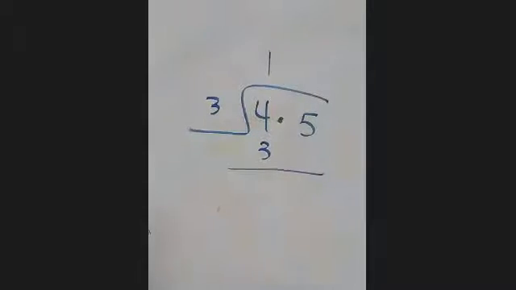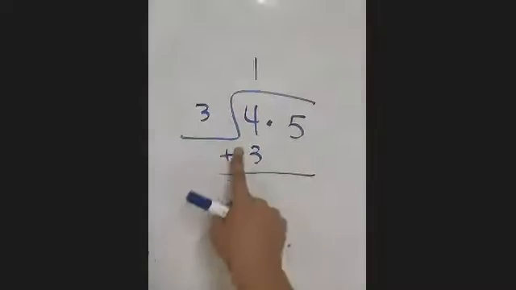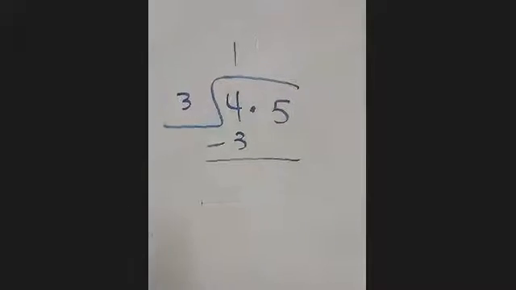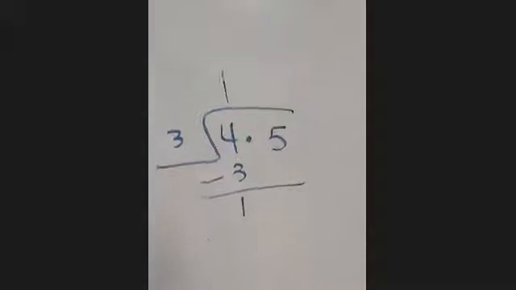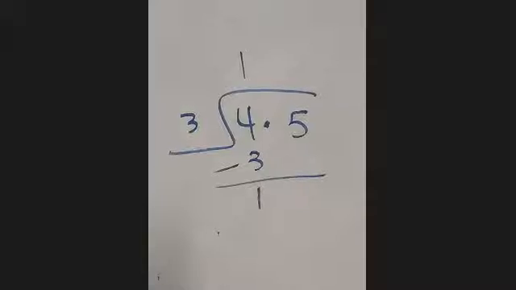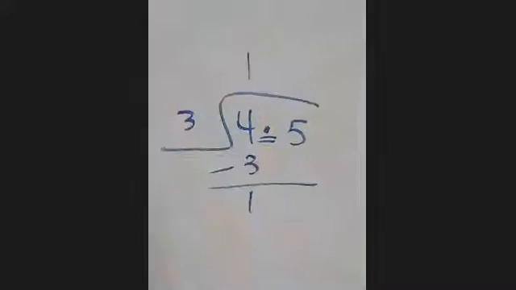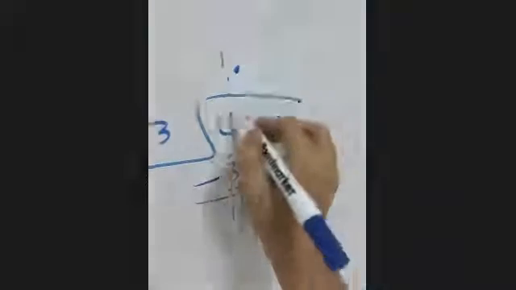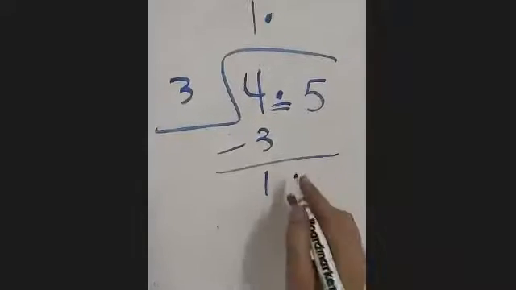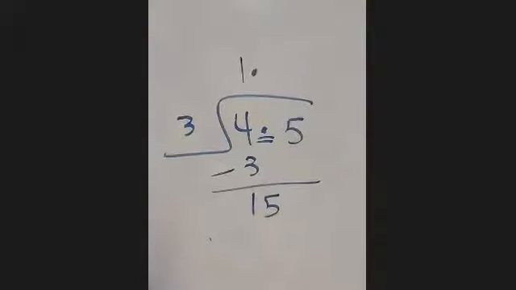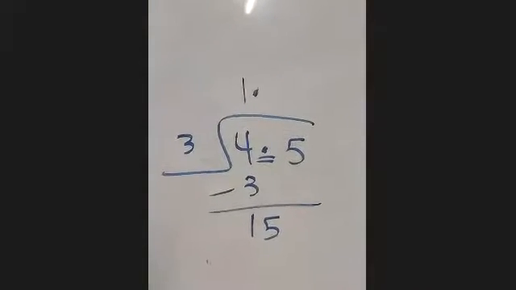Then what will I do? We add them, right? No, subtract. We subtract. See? Focus. We subtract. 4 minus 3 is 1. Then what will I do? We put the 5 down. Before I put the 5, what do I get now? Decimal. I put it up. When I get the decimal, I put it up. Got it? Yes. Now I will bring the 5 down. See? 15. 15 divided by 3 is 5.